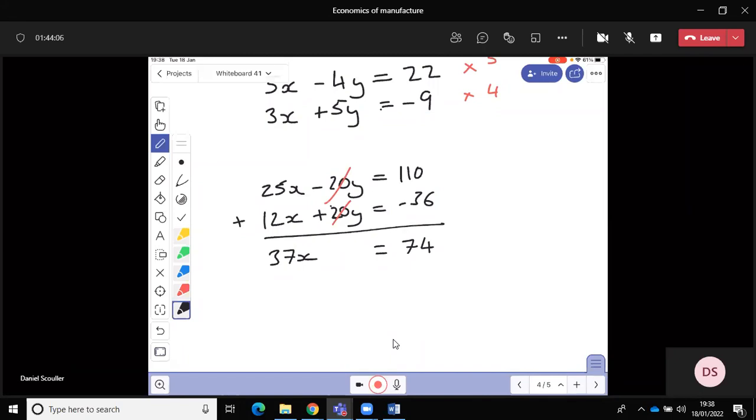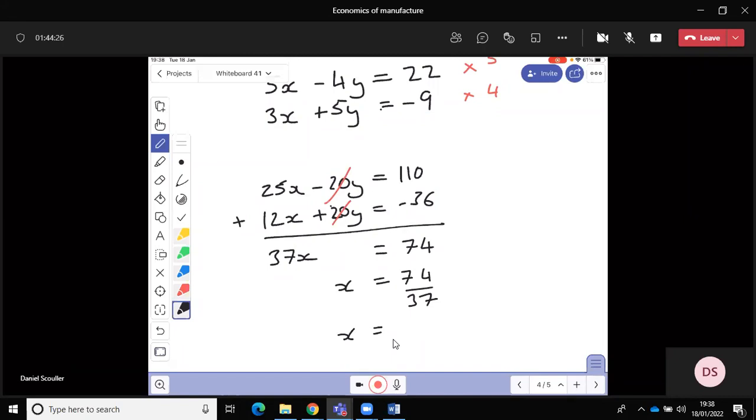37x equals 74. x equals 74 over 37. You'd be expected to do something like that without a calculator. So 74 divided by 37 is going to give you 2. So 2 37s go into that. You can remember you can break that up.